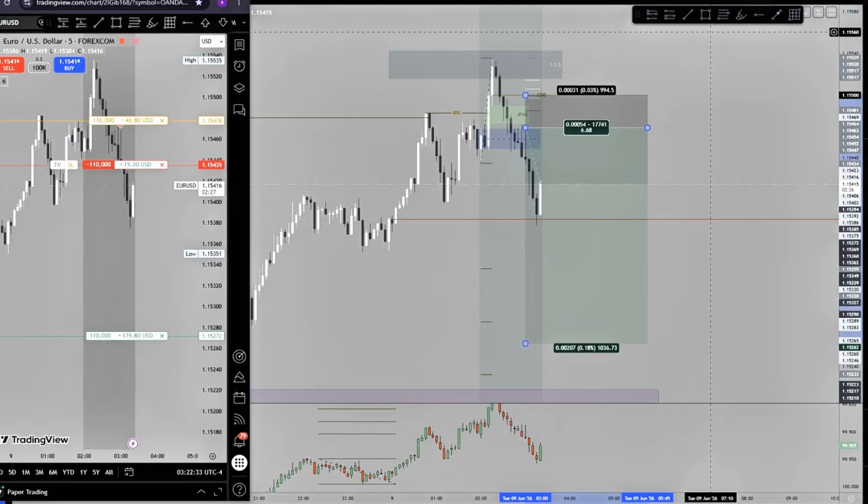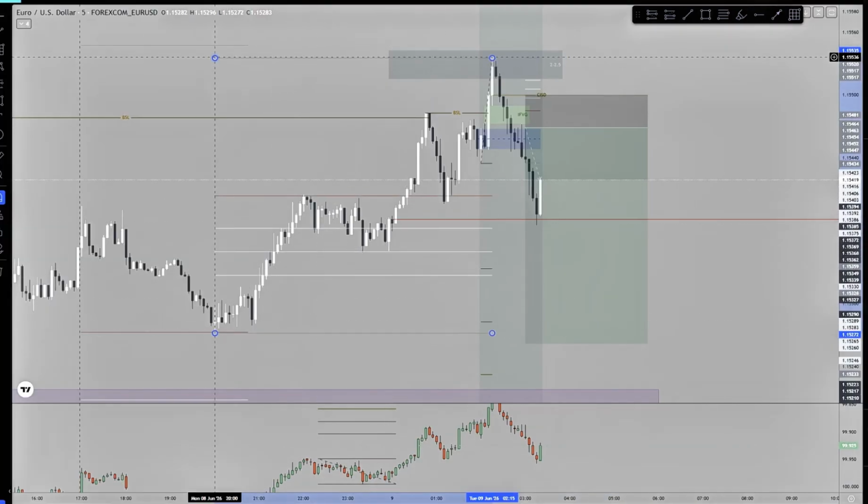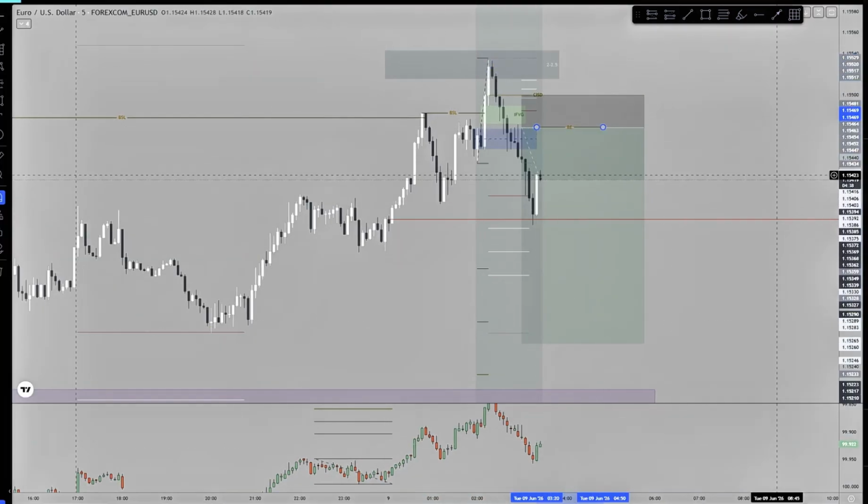So, when you combine those factors together, we're trading in discount. A low inside discount has been taken, and the trade has already delivered a strong 3R. This becomes a very reasonable area to start taking profits. You can close the entire position here, or simply scale out and secure part of your profits.